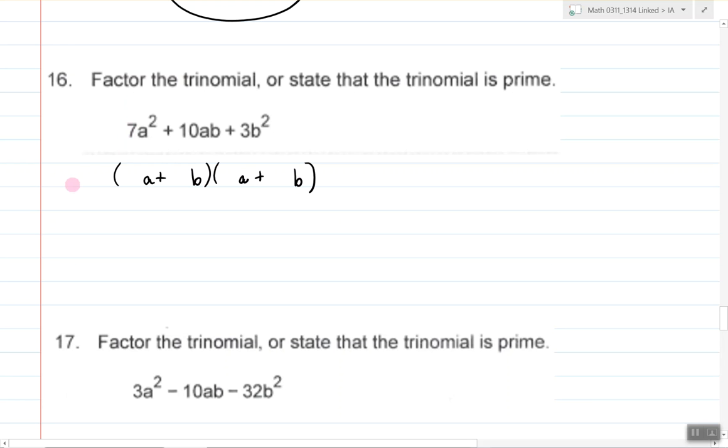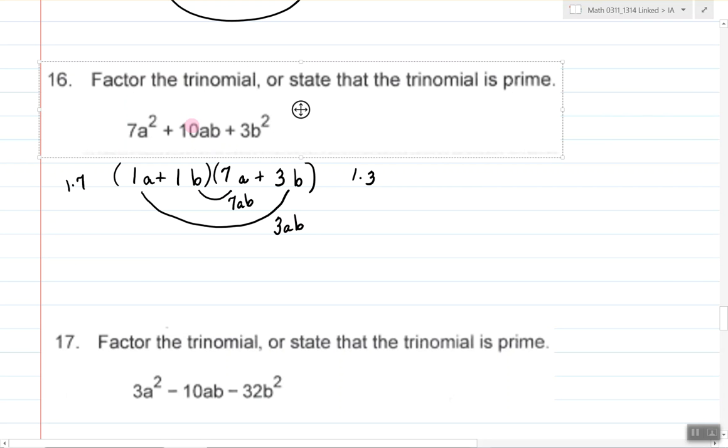To get a 7, well, that's nice. There's only one choice, 1 times 7. To get a 3, there's only one choice, 1 times 3. So if I put in 1a and 7a and 1b and 3b, let's look. The outer product, 1 times 3 is 3, and then a times b, 3ab. The inner product is 7ab. Those add up to be 10ab.